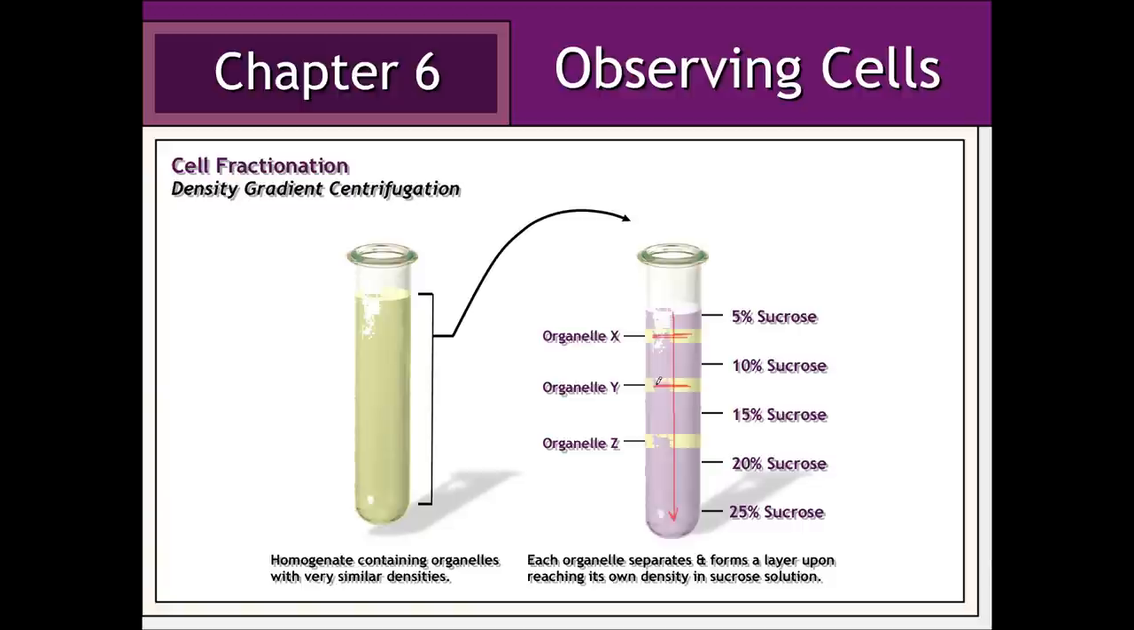Therefore, a combination of both differential centrifugation and density gradient centrifugation is necessary in order to successfully isolate all cellular components so that their structures as well as their function can be identified and described.